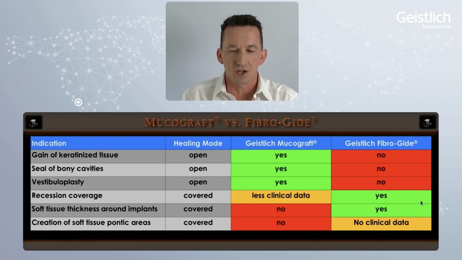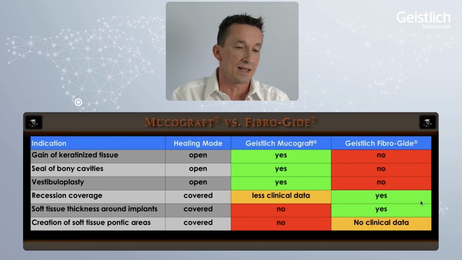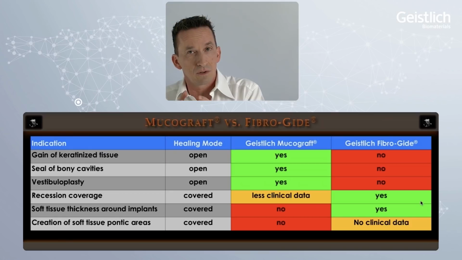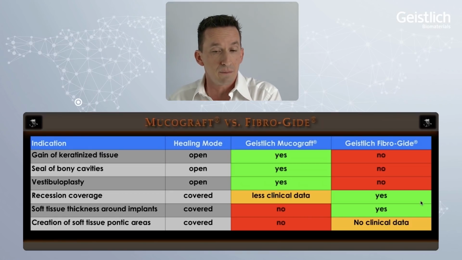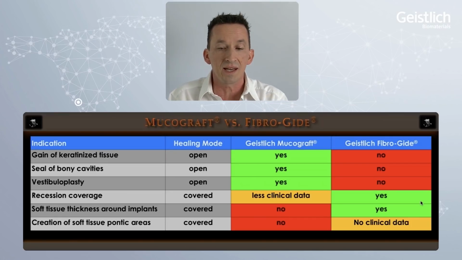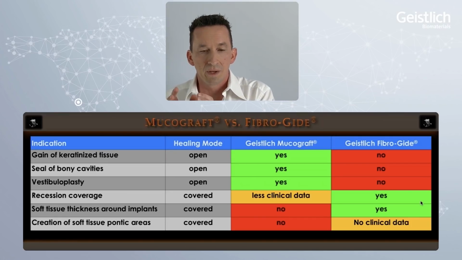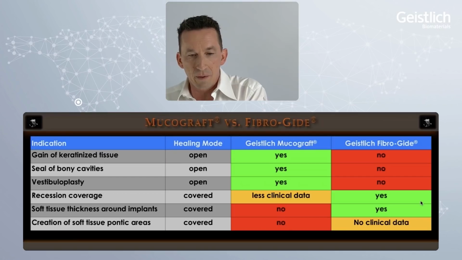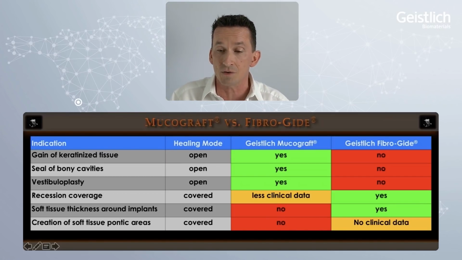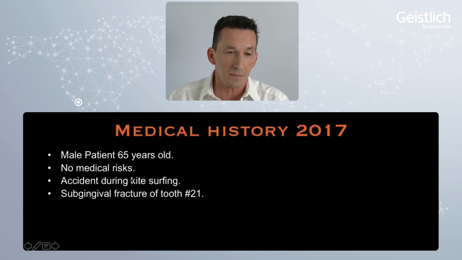About recession coverage, we have less clinical data for the Mukou graft, but we start now to have clinical data with the Fibro guide. The soft tissue thickness around implants we can easily do with the Fibro guide, not with the Mukou graft. And also finally, I'd like to show you the last case.